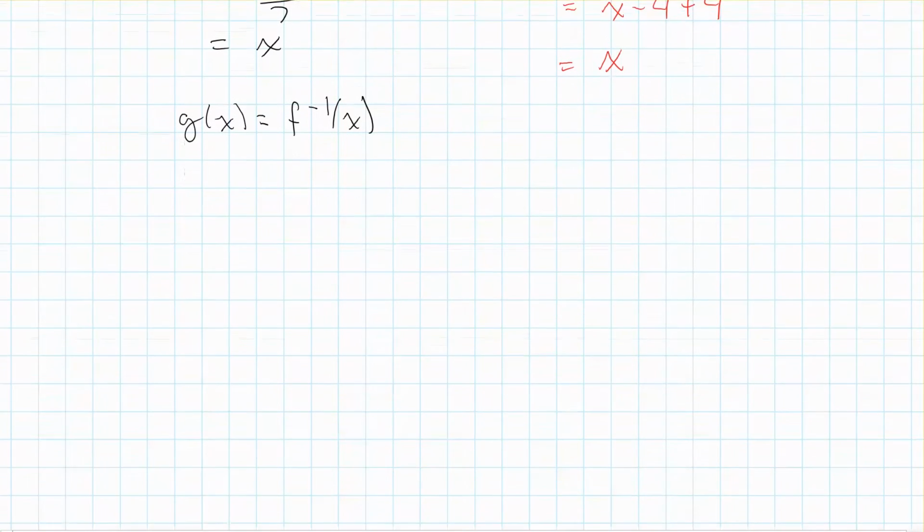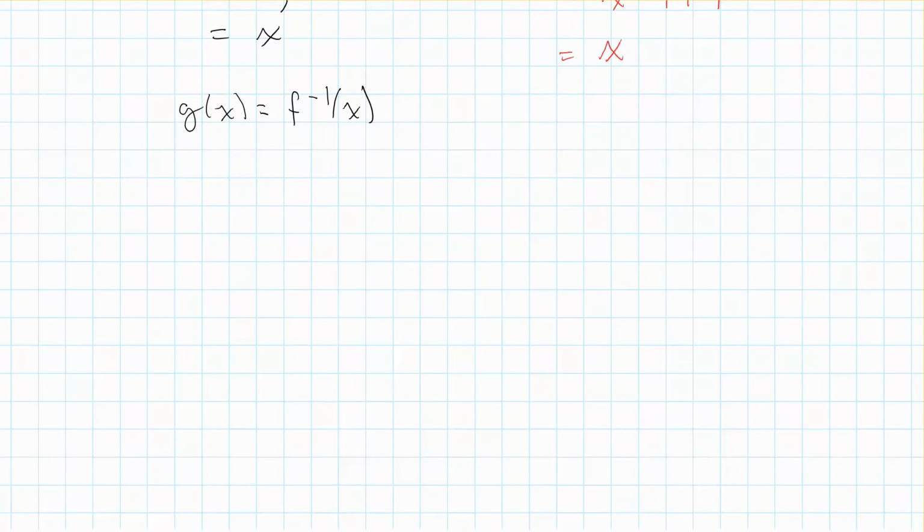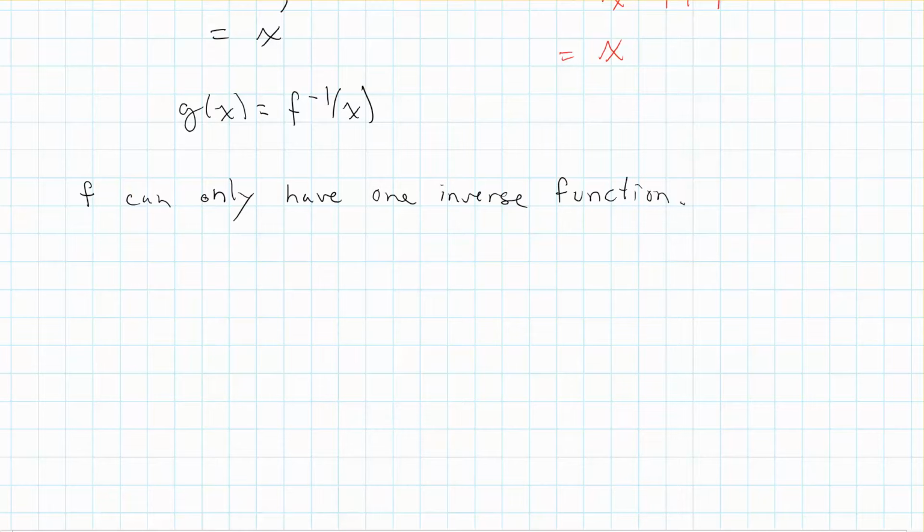Now one thing we should comment on here is f can only have one inverse function. It's not possible to have more than one inverse function for f. So if we had done g of x first and found that that was the inverse function, we would know right away that h couldn't be, because they're different functions. You can only have one inverse function for each function.